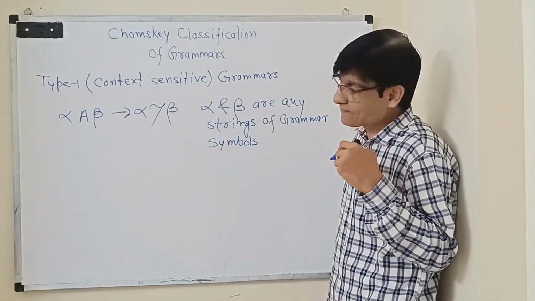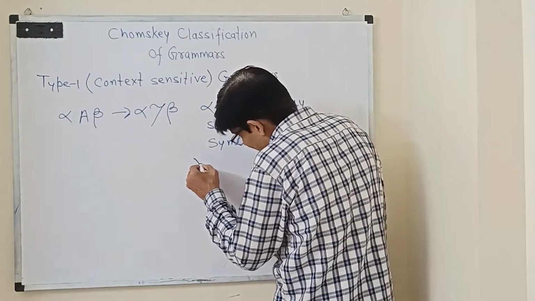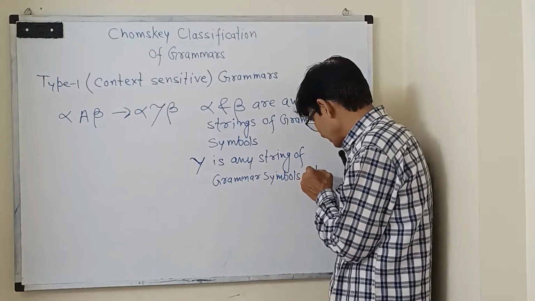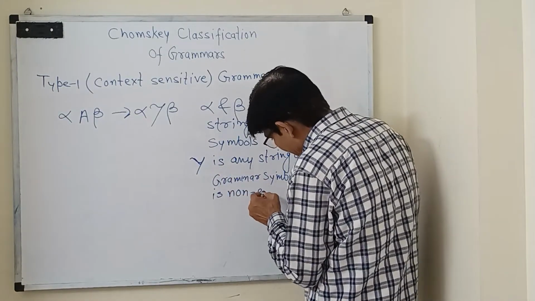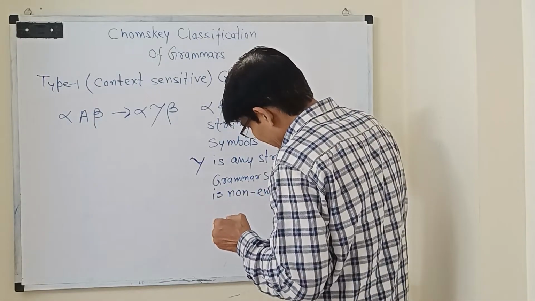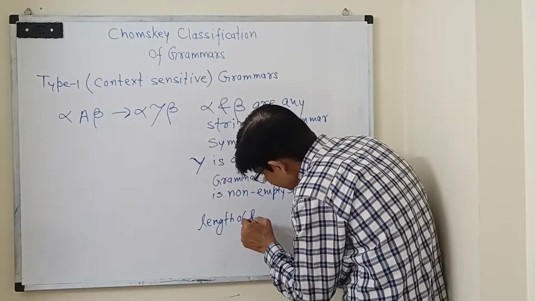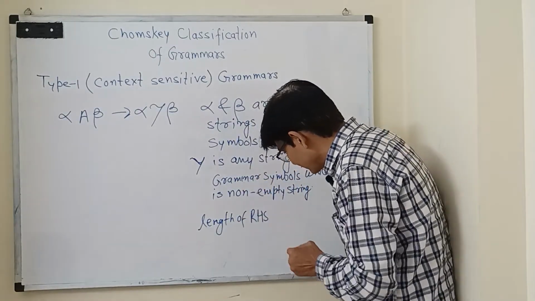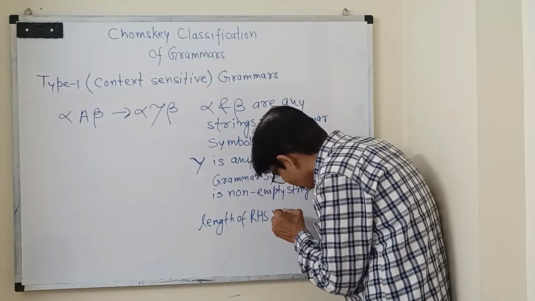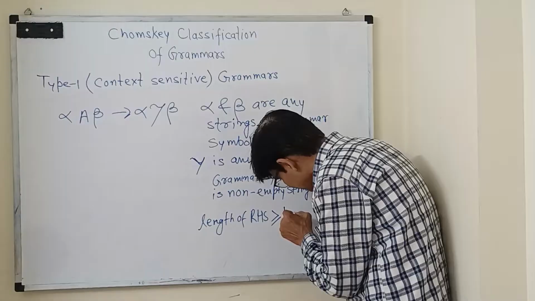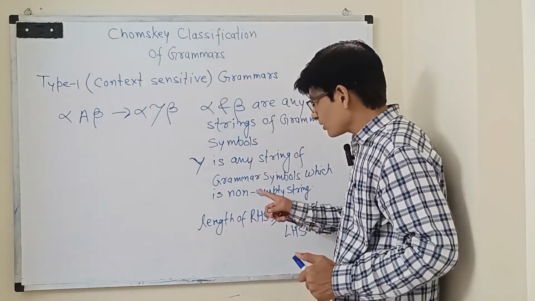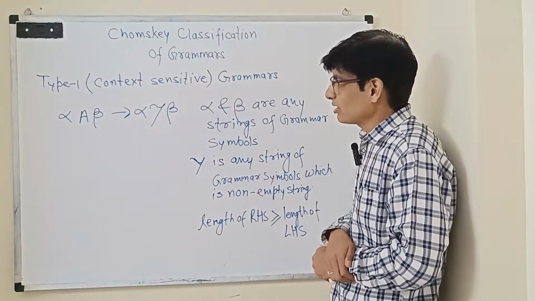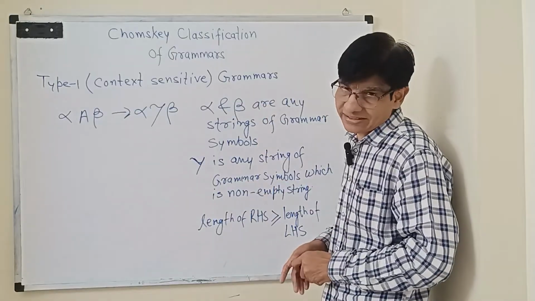Alpha and beta may be epsilon also. Gamma is again any string of grammar symbols which is a non-empty string. That means gamma cannot be epsilon. And one more restriction we have applied here: the length of the right hand side of any production will always be greater than or equal to the length of the LHS. So with this one more restriction, we have created one more class of grammar, that is context sensitive grammar.